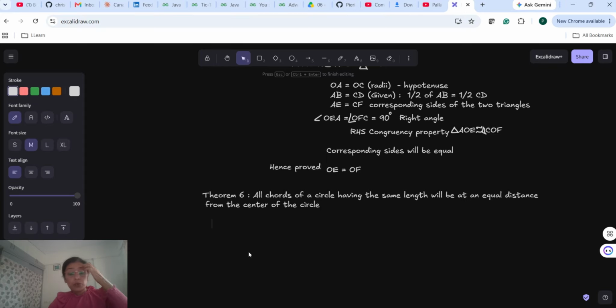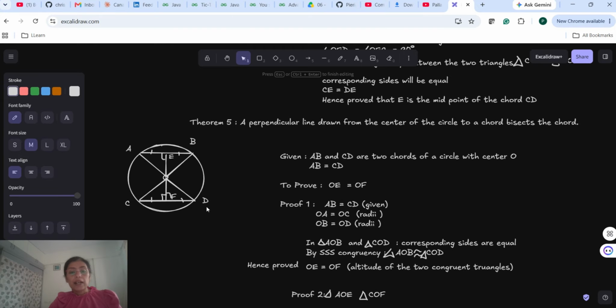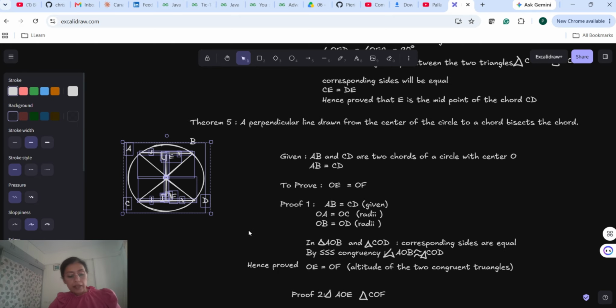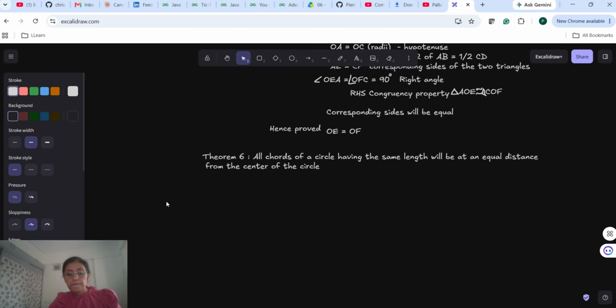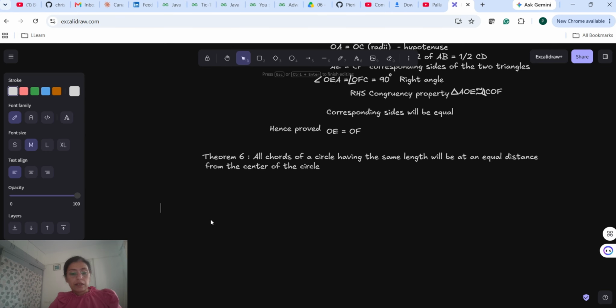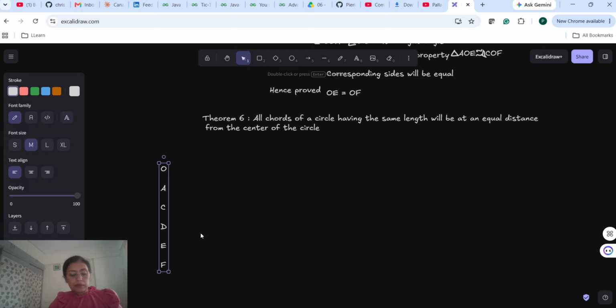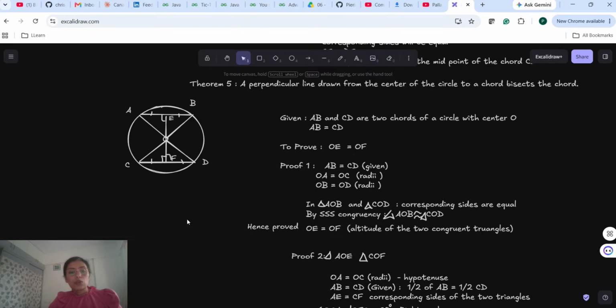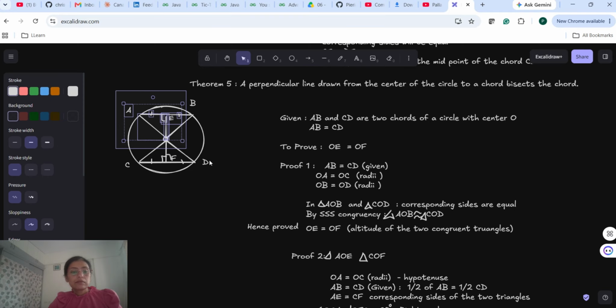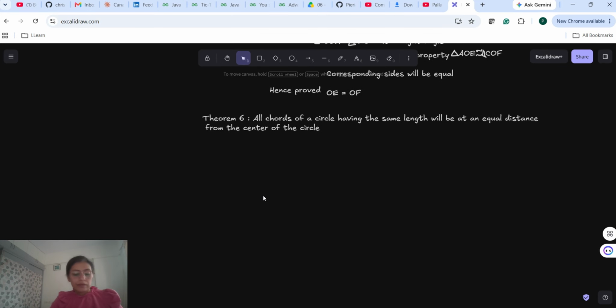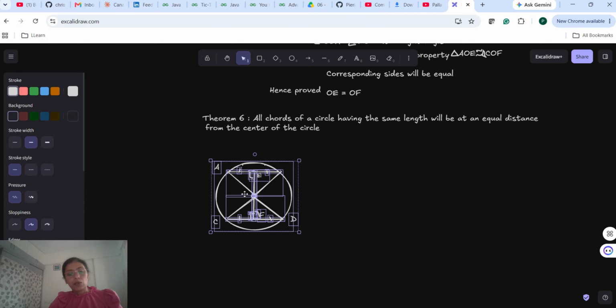So how will we do the converse of the theorem? For that, let me first copy this circle, this diagram. Oh no, what just happened? Did it not copy properly? See, Control V, yes, this time it copied.